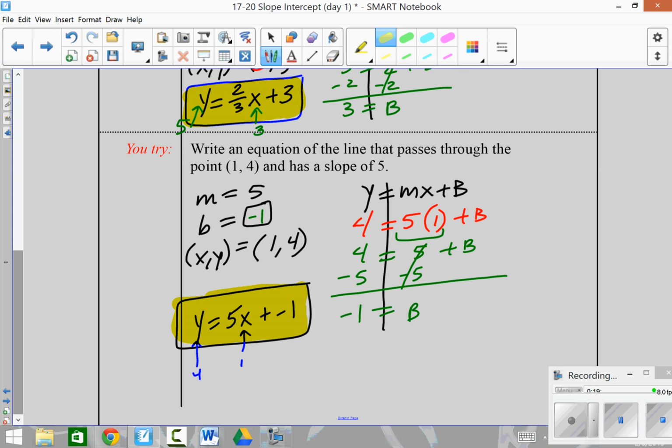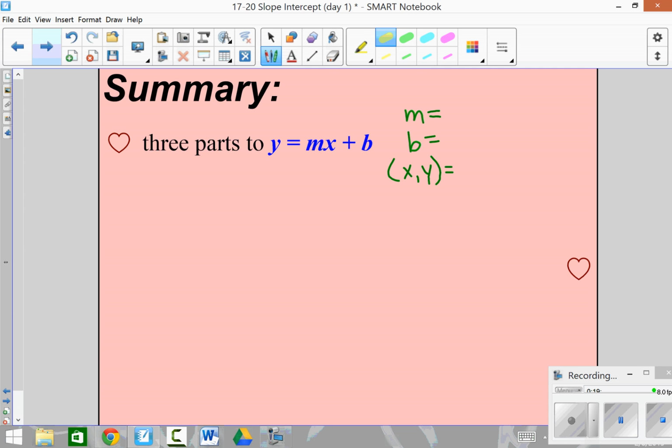Okay, so that's it for this lesson. Make sure you're pausing and asking questions along the way if you still don't get it. I'm going to close with a summary here. First summary here is there are 3 parts to y equals mx plus b. And this little table here is going to help you organize. Here are the 3 parts.